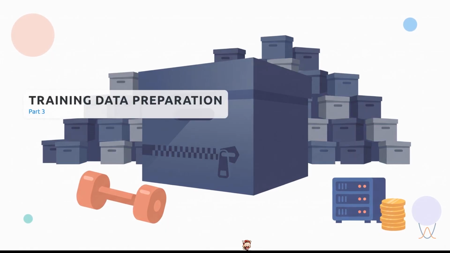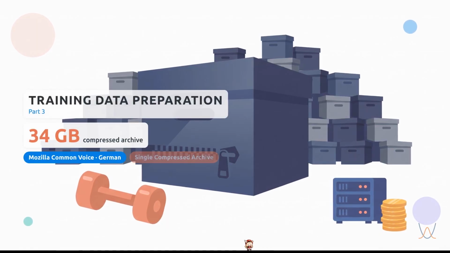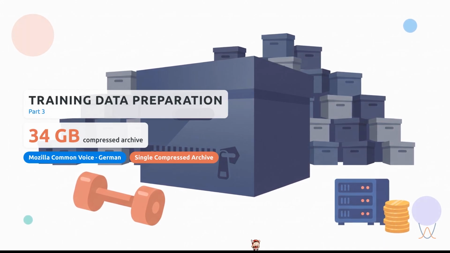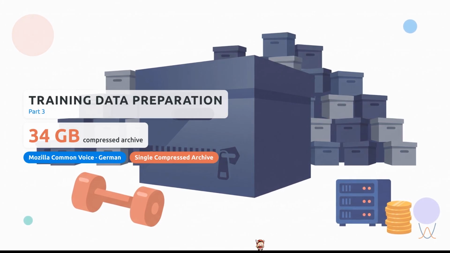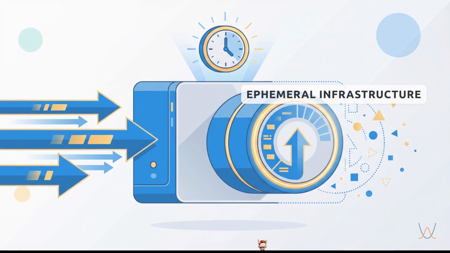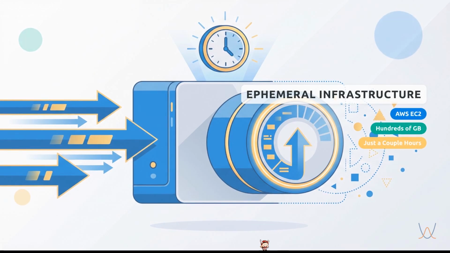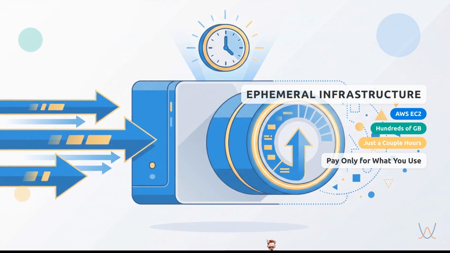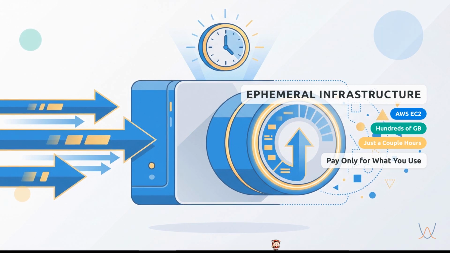Let's talk about data preparation. Mozilla Common Voice for German comes as a single compressed archive, 34 gigabytes. That's a lot of data. And we don't want to pay to keep a static dataset sitting on a server forever after training is done. So here's the strategy. We rent a large AWS EC2 instance for just a couple of hours. Hundreds of gigabytes of disk space available on demand. The data gets downloaded onto that instance, uncompressed, restructured, and then the machine is returned.